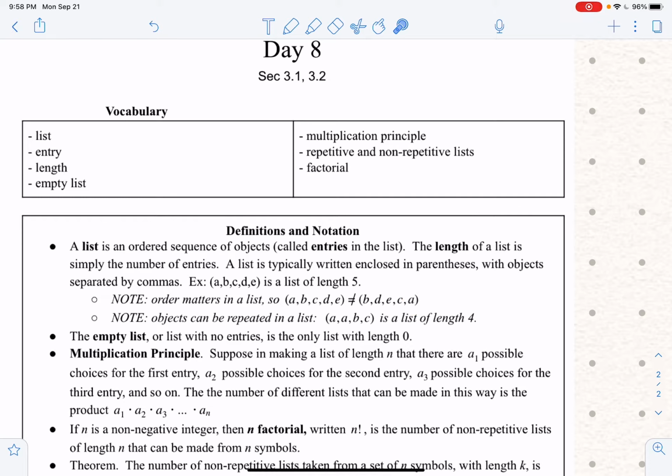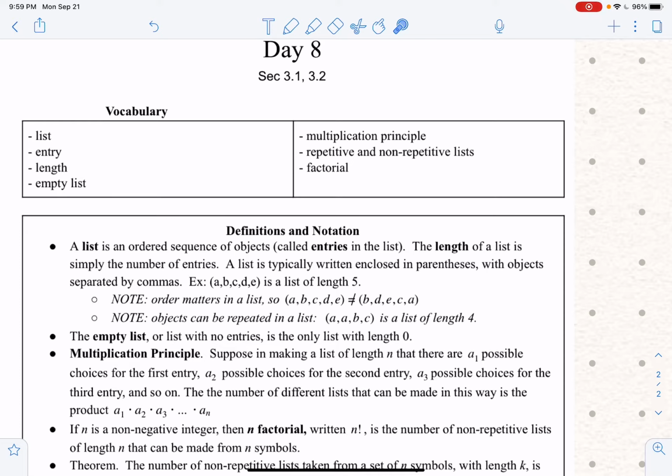The list A, B, C, D, E is not equal to the list B, D, E, C, A. They have the same collection of entries, but the entries are not in the same places. And also in a list, you can repeat something, and that counts. So here, the first entry is A, and the second entry is also A, and the third entry is B, and the fourth entry is C. That's allowed, and that's a list of length 4. There are 4 entries: the A in the first spot, the A in the second spot, the B in the third spot, and the C in the fourth spot. So that's ways in which lists are different from sets.